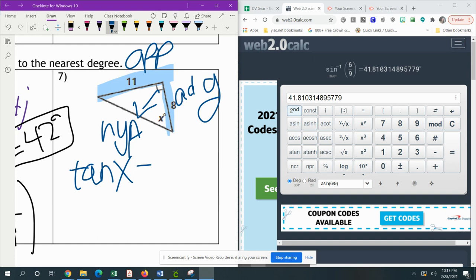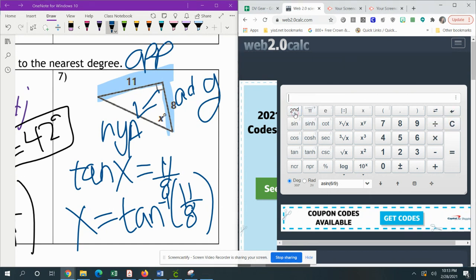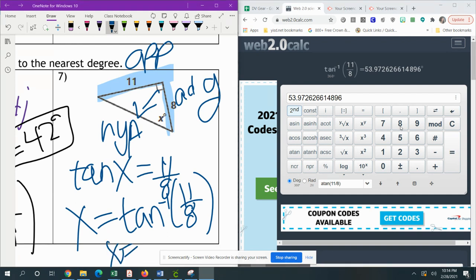So tangent of x degrees, we don't know what it is, equals our opposite, which is 11, divided by our adjacent, 8. So to figure out what x is, we're going to have to find the inverse tangent of 11 over 8. I'm going to plug that in my calculator. So we have second, inverse tangent of 11 over 8. And that gives me 53.9, which rounds to 54 degrees. And that's it.